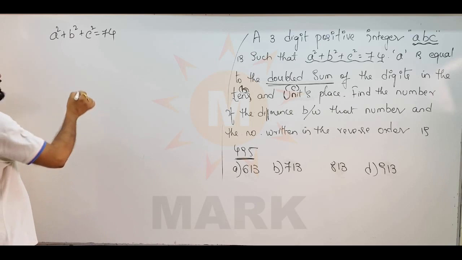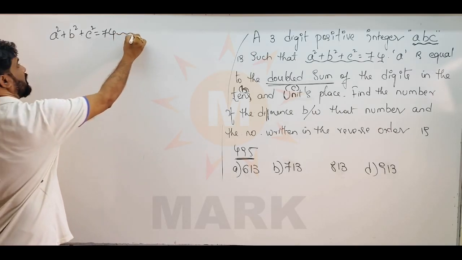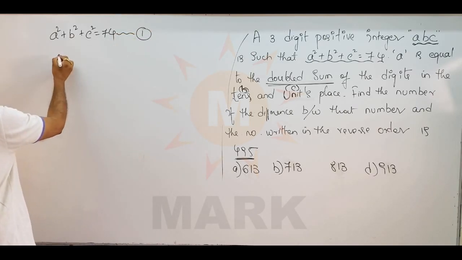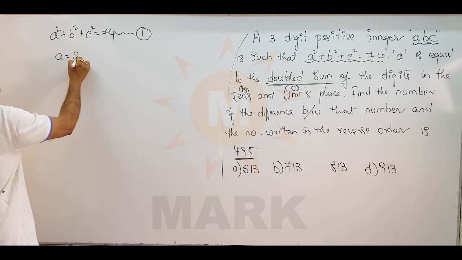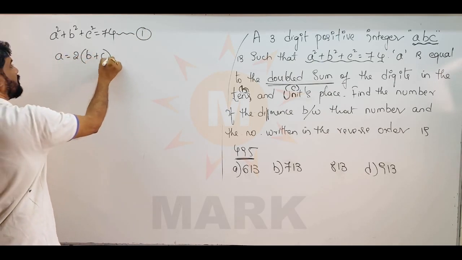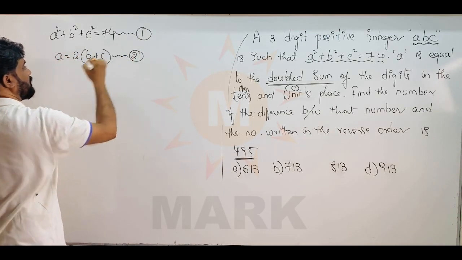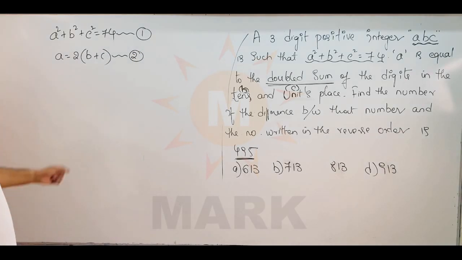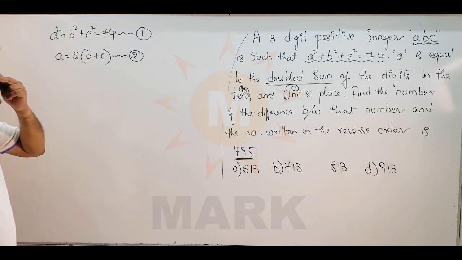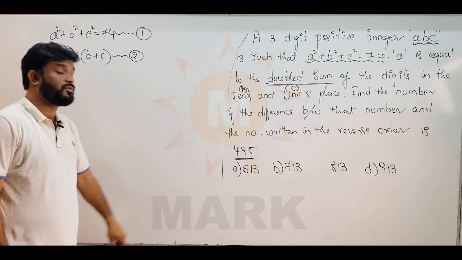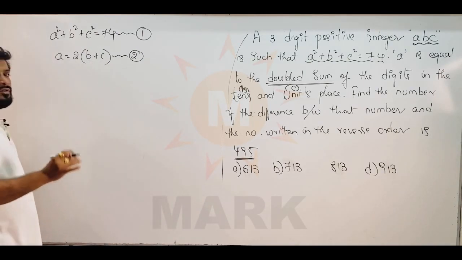Now he clearly says A is equal to double the sum. This is equation number 1. Equation number 2 is A is equal to 2 into (B plus C). That is equation number 2. Find the number if the difference between that number and the number written in the reverse order is 495.